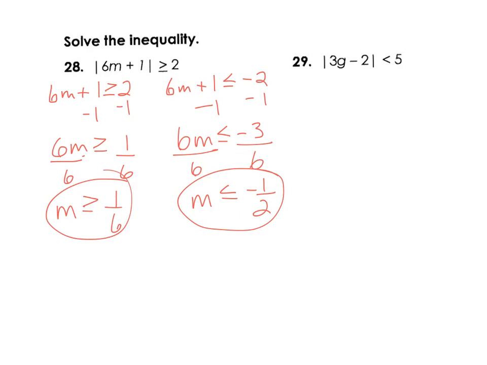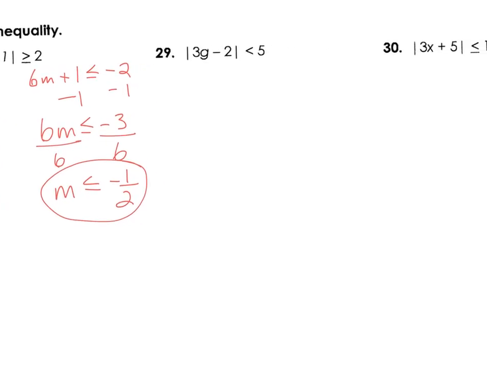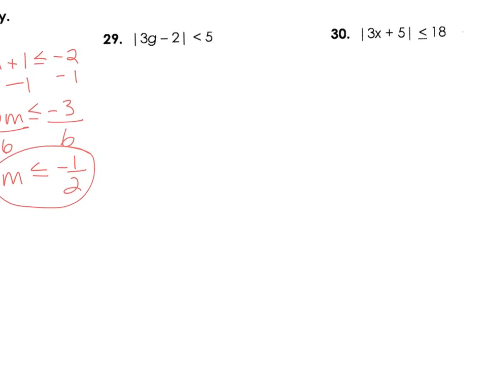29. Once again, because it is an absolute value, it's going to have 2 answers. So our first one is going to be 3g minus 2 is less than 5. And then we're going to have 3g minus 2 is greater than negative 5.